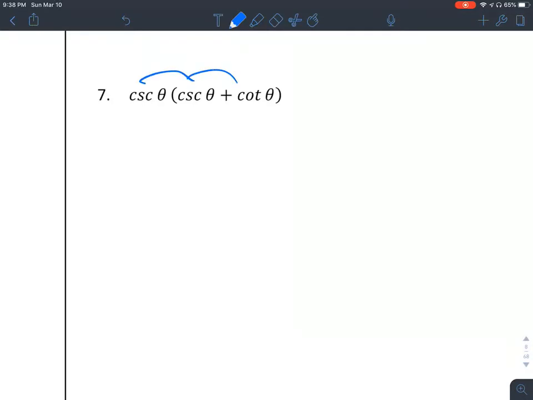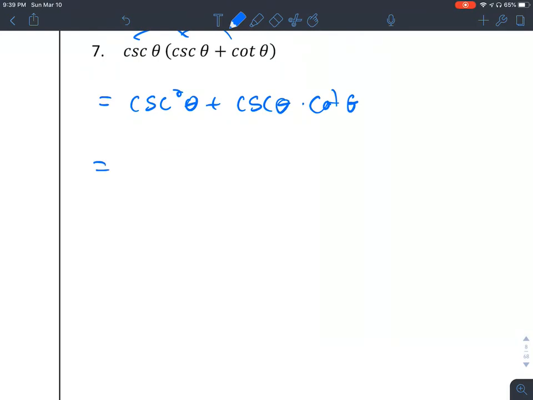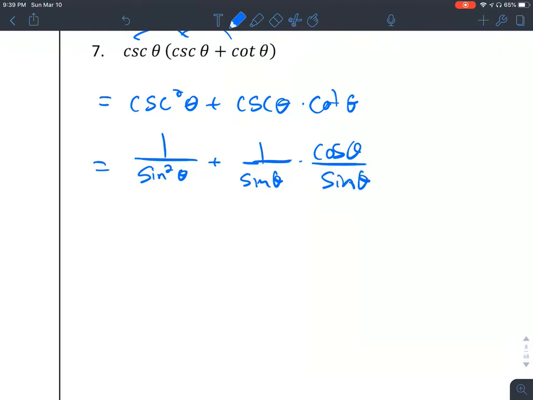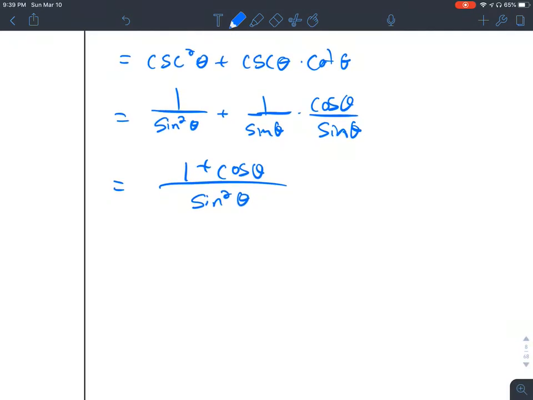I'm going to distribute this like we did on the previous one. It's going to give me cosecant squared of theta plus cosecant of theta times cotangent of theta. Then I'm going to change everything in terms of sine and cosine, because that's usually a good plan if nothing seems obvious. And right now, nothing seems obvious. So that's going to give me 1 plus cosine of theta over sine squared of theta. Pay attention to what's going to happen next, because it's pretty epic.